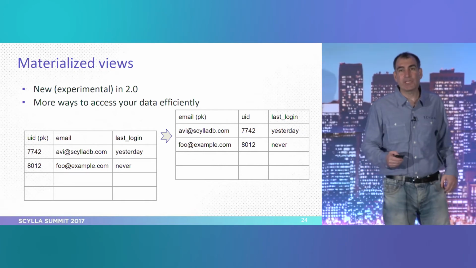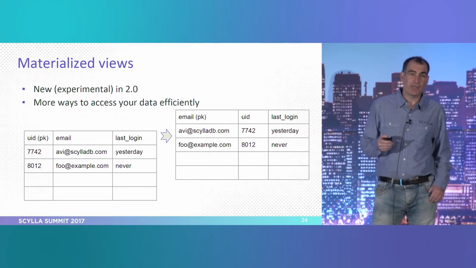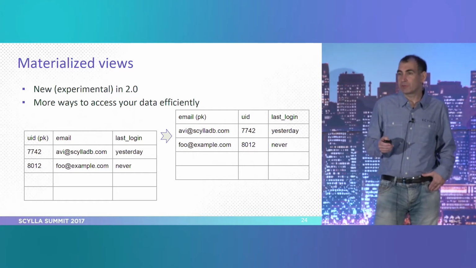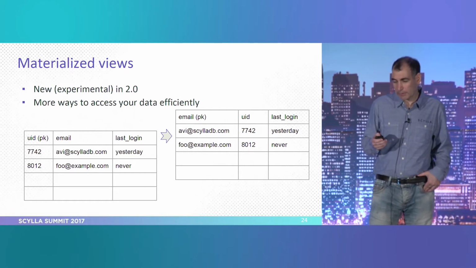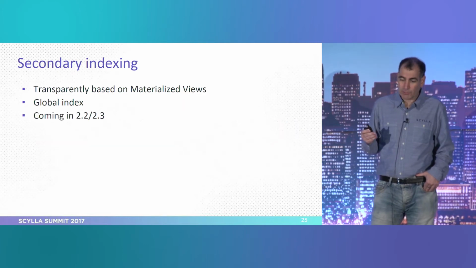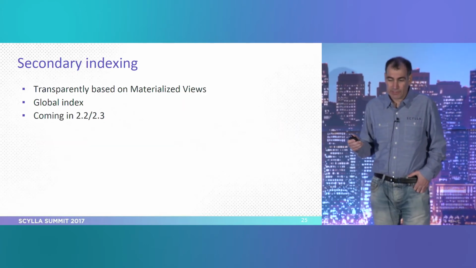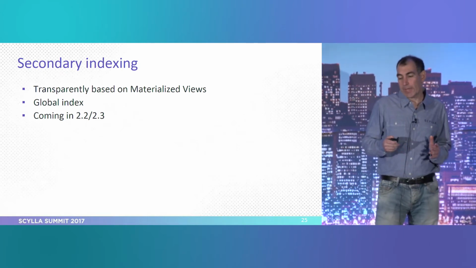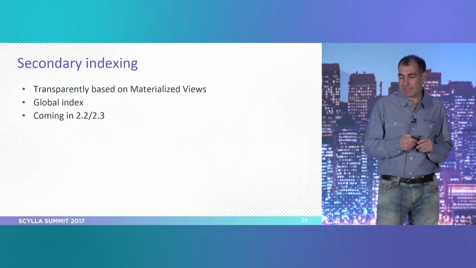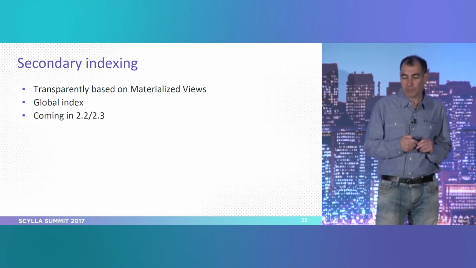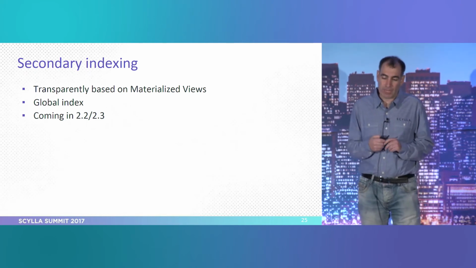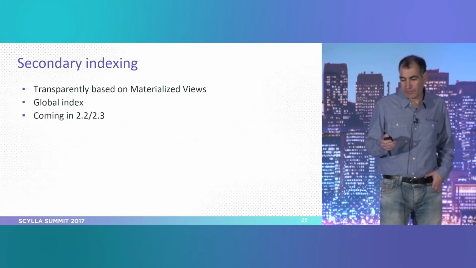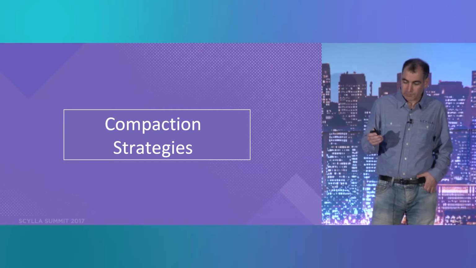So we've added Materialized Views, which is an efficient way to do this reverse lookup. That's available under experimental mode in 2.0, and will soon be out of experimental mode. We're also adding secondary indexing that does that transparently. So instead of having to create the Materialized View yourself, you just specify that you want an index on a particular column, and that will come in 2.2 or perhaps 2.3. There will be talks both on Materialized Views and on secondary indexing.